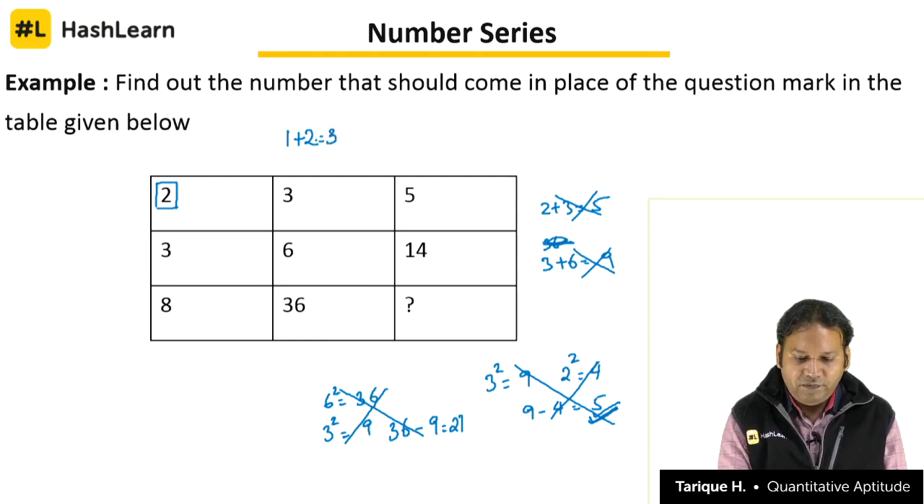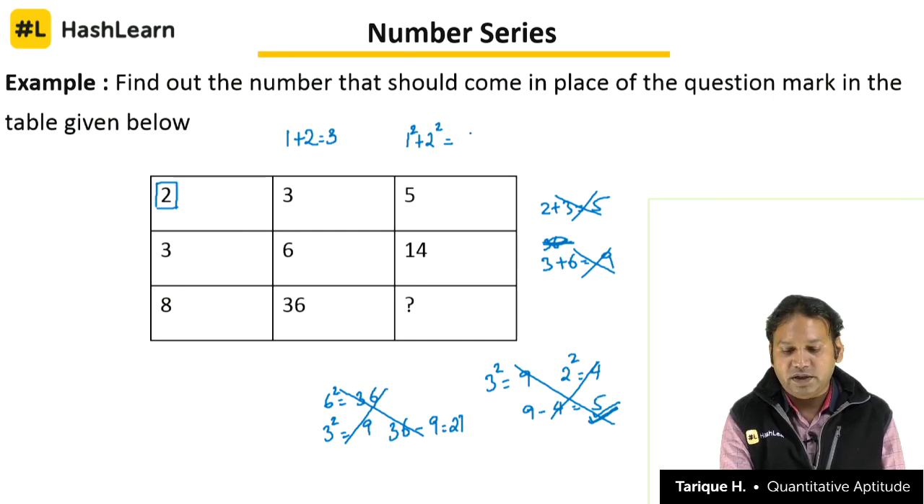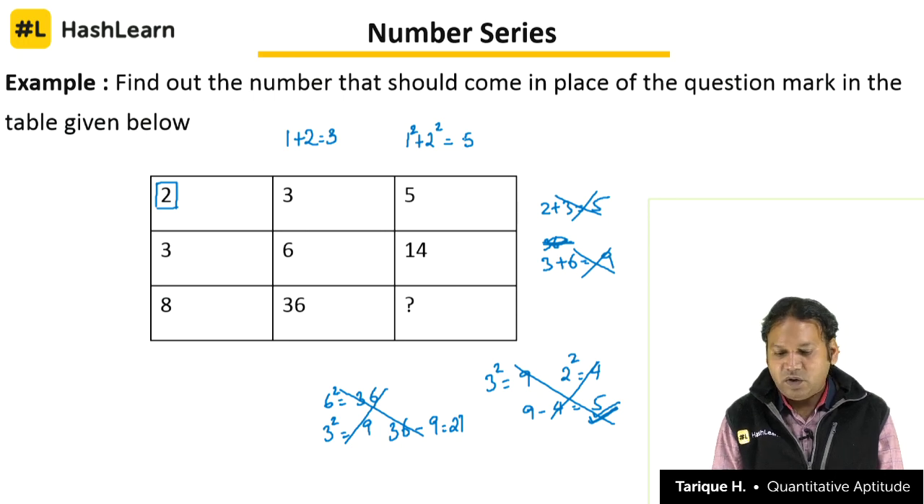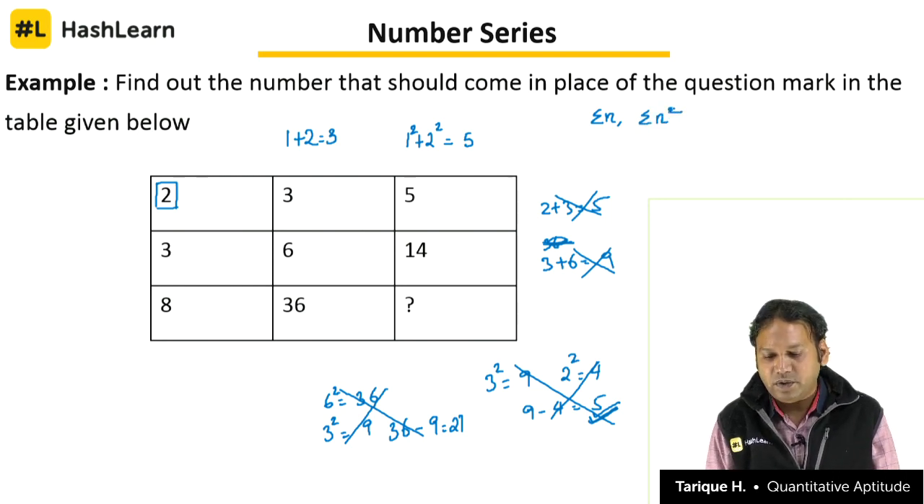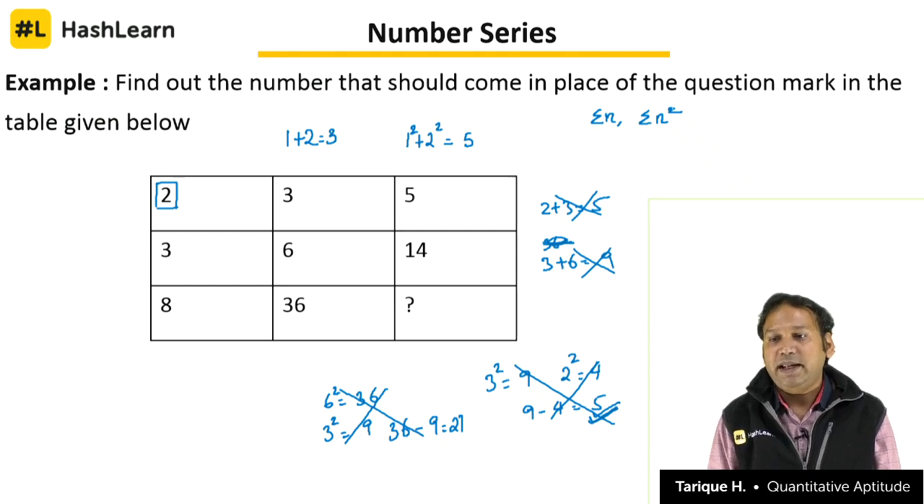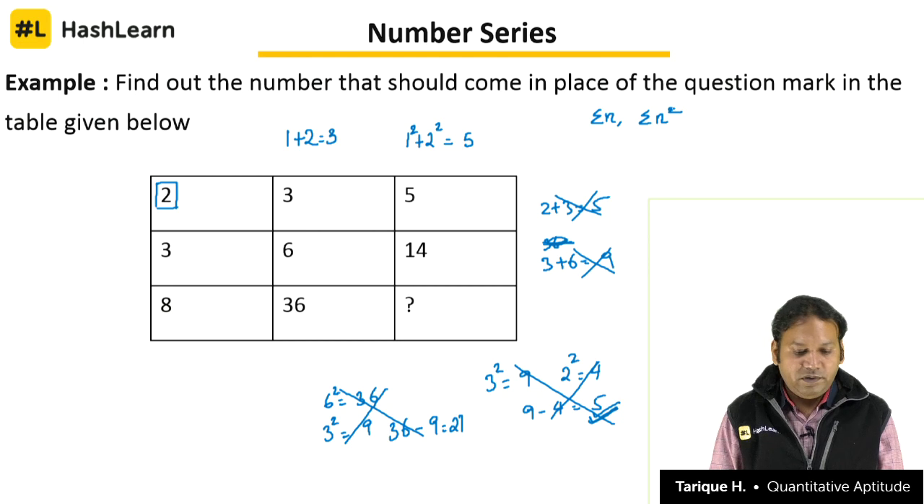Okay. And if you add 1 square plus 2 square, how much do you get? 1 square is 1, 2 square is 4, 1 plus 4 is 5. So that means it's a question based on summation n square. So this is a completely new type of question for you, a summation n and summation n square based question. Okay. So what is n here?